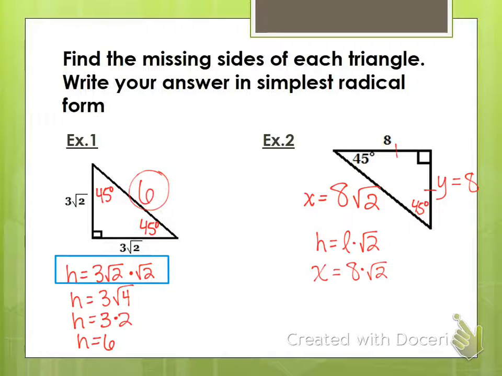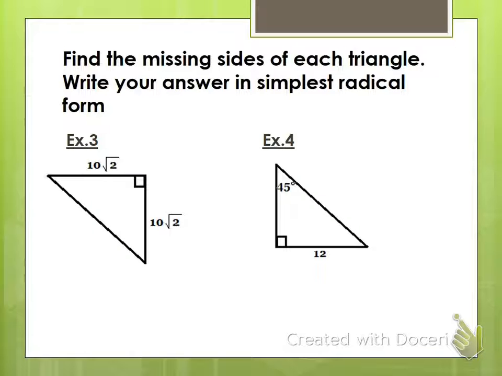Questions, concerns, or need more time with examples 1 and 2? Okay, we'll keep it moving. Go ahead and try these on your own real quick if you have not already done so. These are pretty similar to the ones we just looked at. Again, we could show that these are definitely 45-45-90 triangles if we needed to.